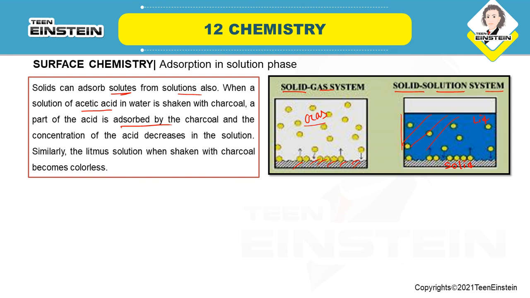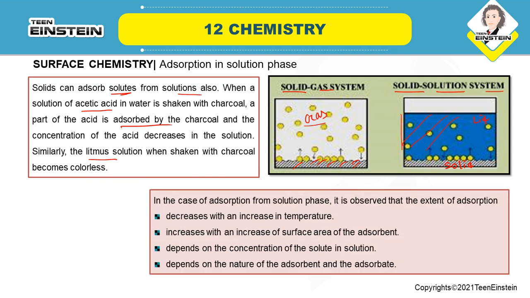Another example is, if we take litmus solution which is colored, and we shake it with charcoal, after some time it will become colorless. That means litmus molecules will be adsorbed on the surface of charcoal. So these two are the examples of solid solution system adsorption, that is adsorption in solution phase.